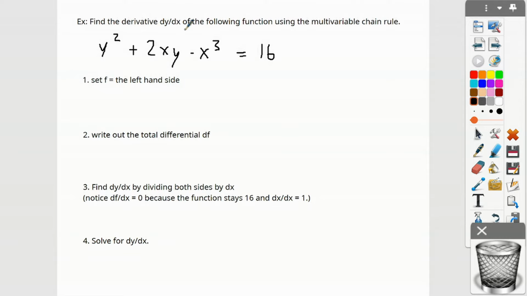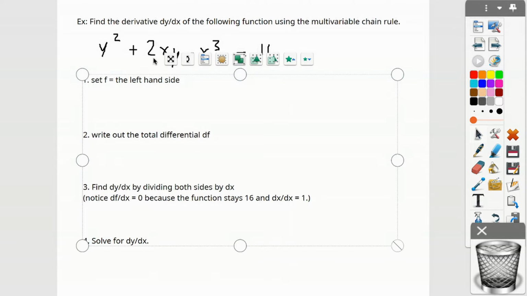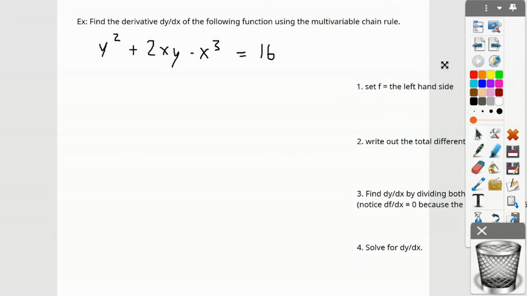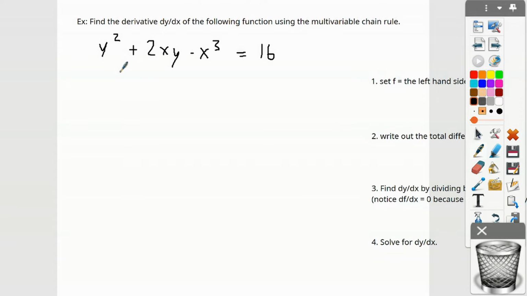Find the derivative dy/dx. Okay, we're going to go back to implicit differentiation. We're going to do this two ways. First the traditional way, and then the other way. So dy/dx, how do we take the derivative of this implicitly in calculus 1? First of all, you would do 2y times dy/dx, and then plus, this is a product rule situation, 2y plus 2x dy/dx, and then minus 3x squared equals 0.